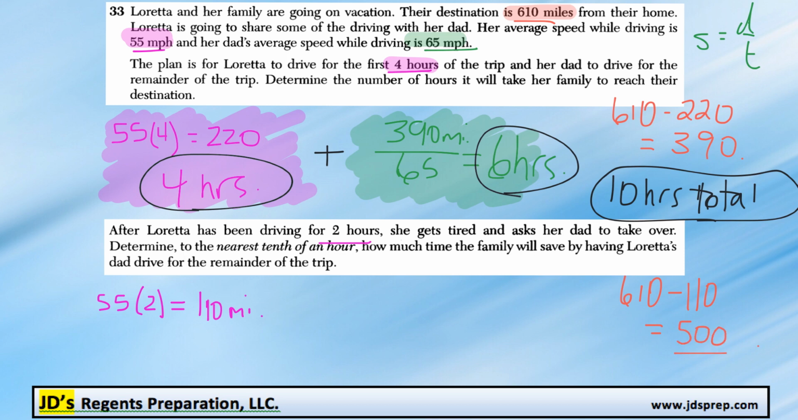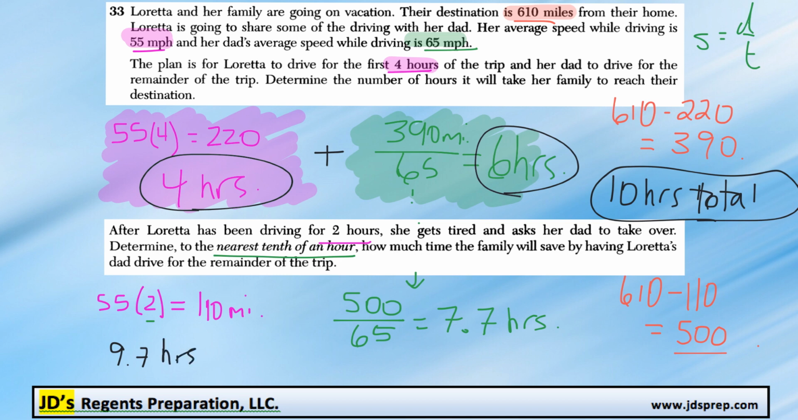Okay, and this is actually a very similar situation. So we're going to do the exact same thing we did above. We're going to take the 500 miles and divide it by his driving speed to figure out the amount of time it's going to take him to drive his distance. To the nearest tenth of an hour, that would be 7.7 hours. We know that Loretta drove for 2, so combined, 2 plus 7.7 would be 9.7 hours.